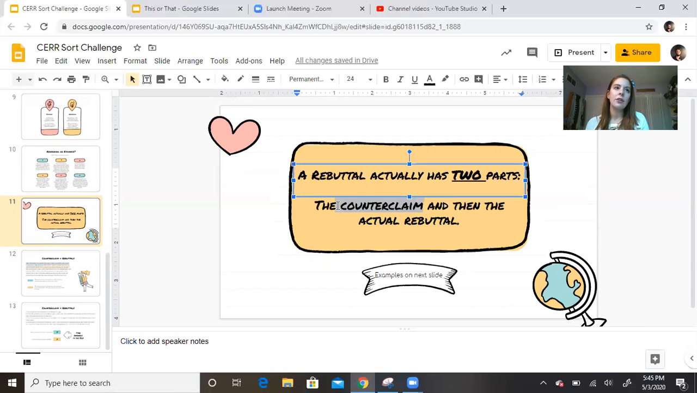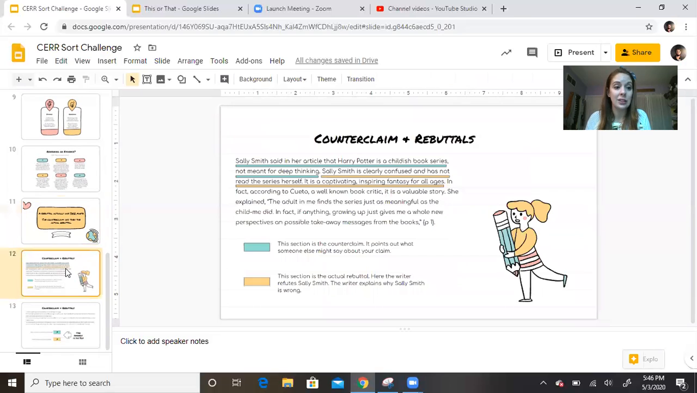When you are going to give a strong argument, you always want to point out what your opponents might say and then prove them wrong. It shows that you are strong in your argument. You're so strong that you're willing to point out what other people might be saying against you, and then you take the time to refute it and explain why that's wrong. So again, the rebuttal has two parts. The counterclaim, which is someone else's stance, someone else's opinion, and then you refute it, you write that rebuttal against them.